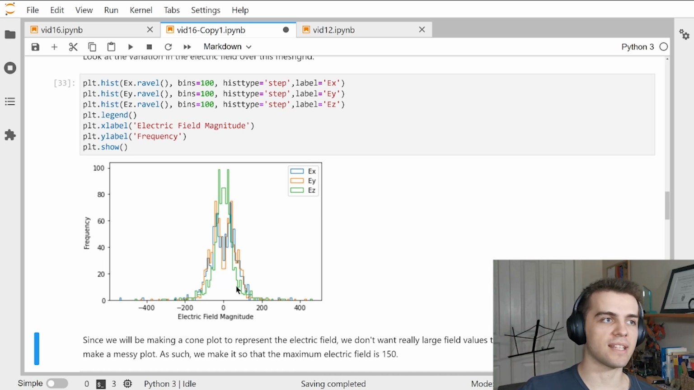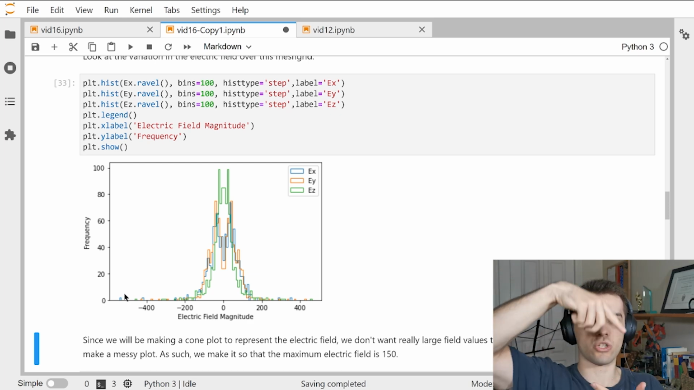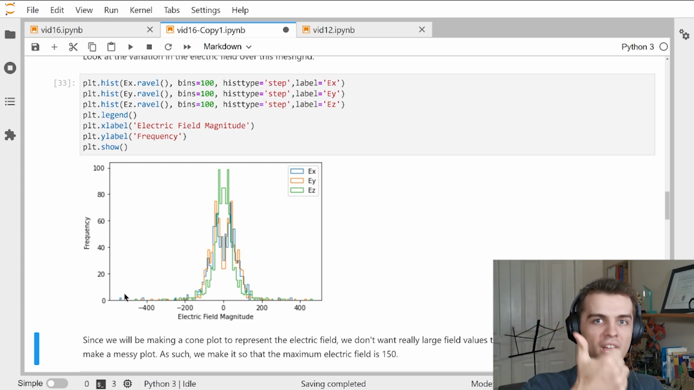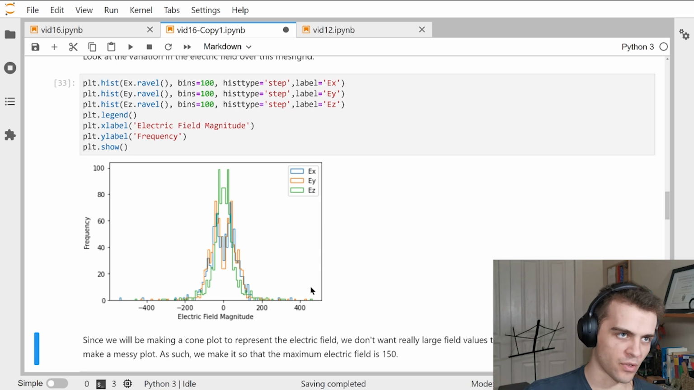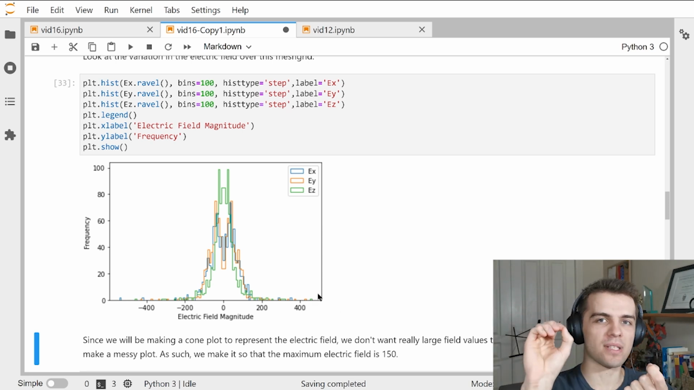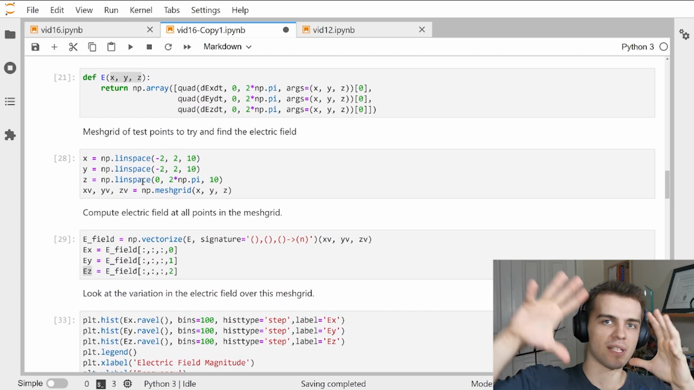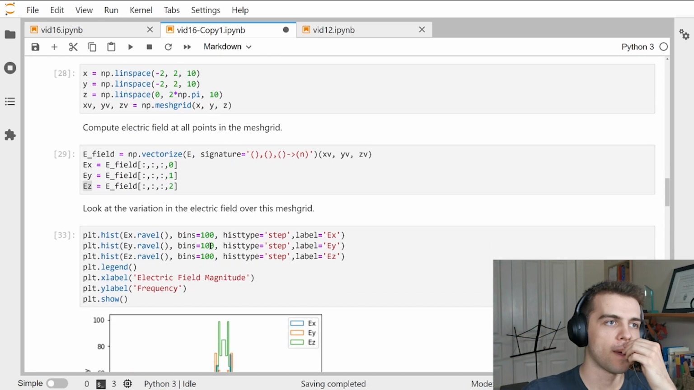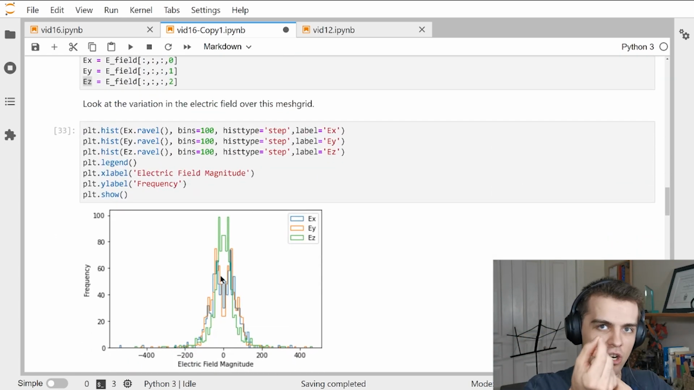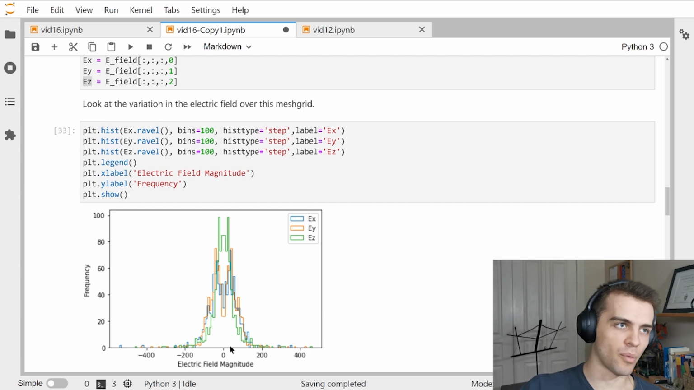And the reason why I'm looking at this is because every now and then you'll get a test point that's really close to the source of charge, and you have a really big electric field. For example, here, you have one point that's really large. That just so happens because you have a test point that's close to, in this mesh grid here of X, Y, and Z's, all the points you're testing. It's really close to the charge distribution, and so you get it kind of blowing up.